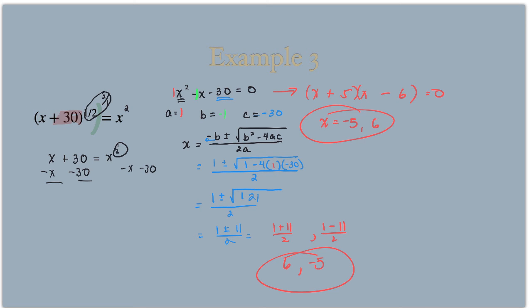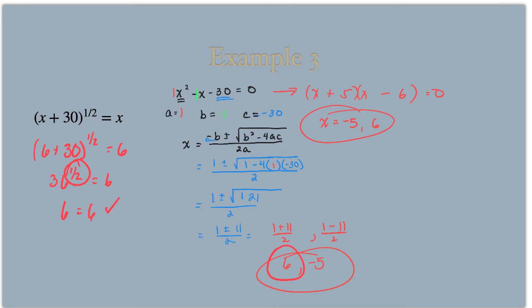And now I'm going to go ahead and check my answers. So let's check the 6 first. That'd be 6 plus 30 to the half power. Does that equal 6? That's 36 to the half. This is the square root of 36, so 6 equals 6. Yes, 6 does check. Let's check on the negative 5 now. Negative 5 plus 30 to the half power.